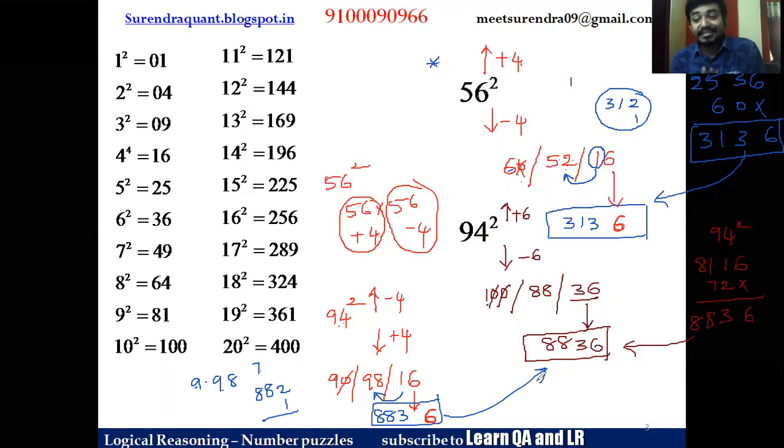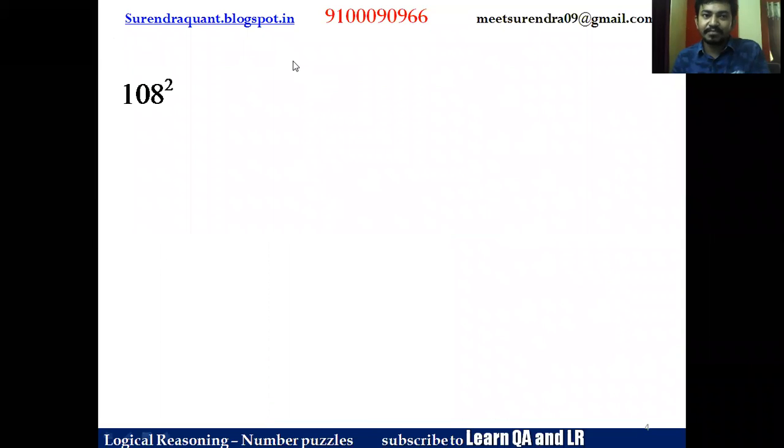So whatever adjustment you do, that is all up to you. This is one methodology for squaring two digit numbers. You can follow the first method or the adjustment method. The adjustment method will be helpful for finding squares of three digit numbers as well. So let's go for three digit numbers.